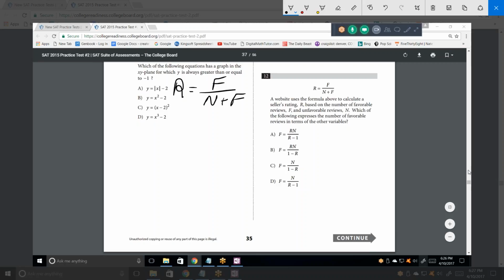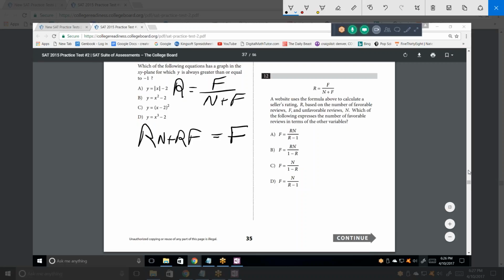Always remember, when you're solving equations, get rid of parentheses and denominators. You hate fractions. So we got a denominator here. Let's get rid of it. So multiply both sides by n plus f. So that gives us Rn plus Rf equals f.